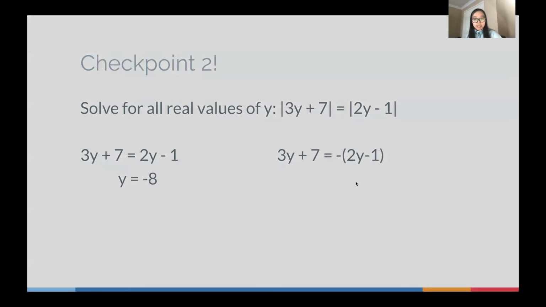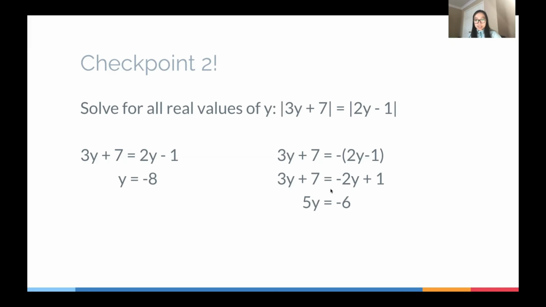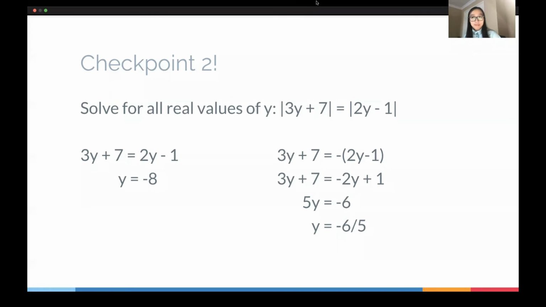So if we continue to solve this, we have 3y plus 7 equals negative 2y plus 1. And if we solve and simplify, we get 5y equals negative 6 and y equals negative 6 over 5.